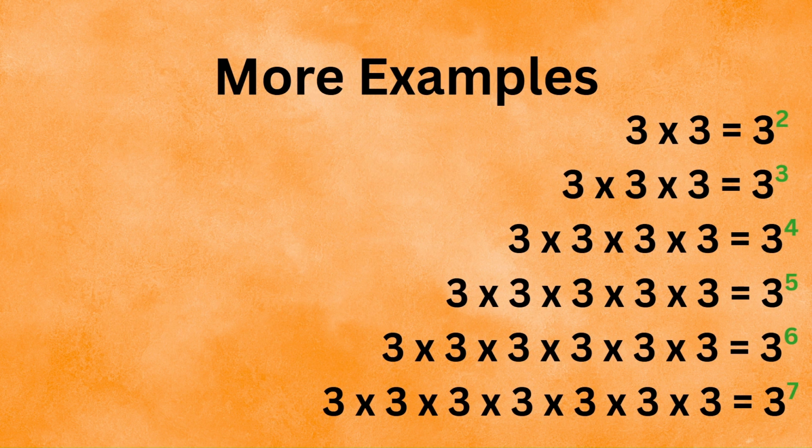Here are more examples of exponents. So 3 times 3, since there's 2 3's, would be 3 to the second power. 3 times 3 times 3, since there are 3 3's, you would say 3 to the third power, and so on. Next is 4 3's, then 5 3's, then 6 3's, and then 7 3's. This can go on for infinity.